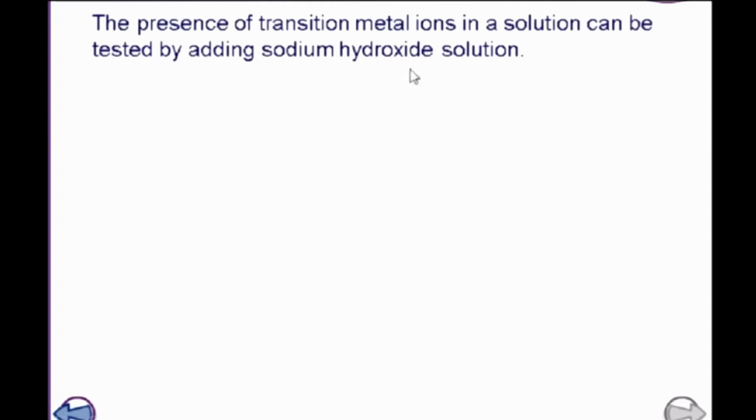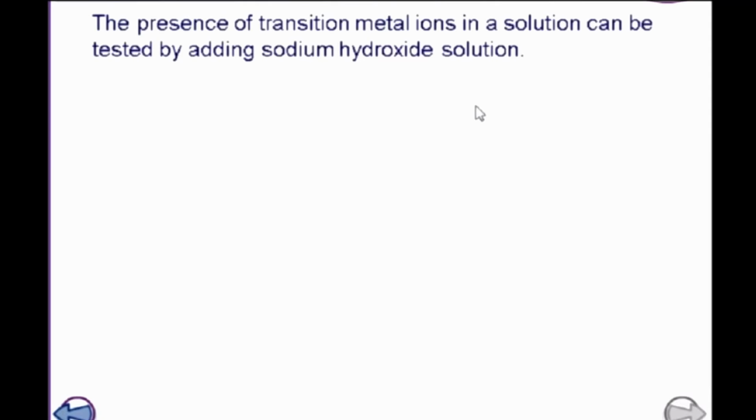The presence of transition metal ions in a solution can be tested by adding sodium hydroxide solution. So again, this is a chemical property. The presence of transition metal ions we can identify by using NaOH solution. So therefore we'll know what transition metal is there, because it will form a precipitate of hydroxide.